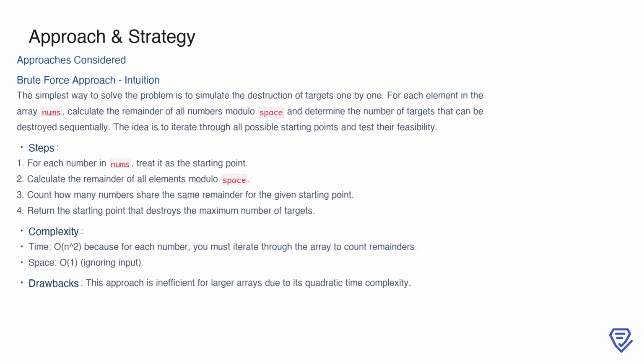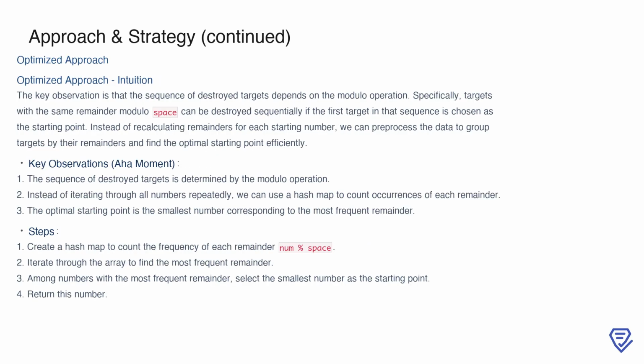While simple to understand, this method is inefficient for larger arrays due to its quadratic time complexity. Now, let's explore an optimized approach. The key observation here is that the sequence of destroyed targets is determined by the modulo operation. Specifically, numbers with the same remainder modulo space can be destroyed sequentially if the starting point is chosen correctly.